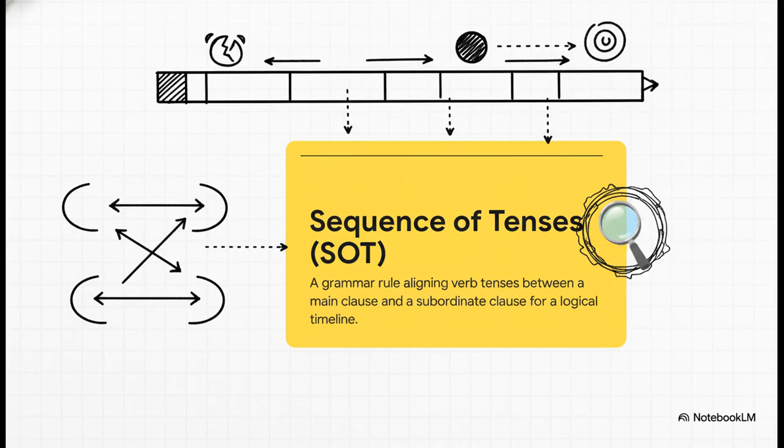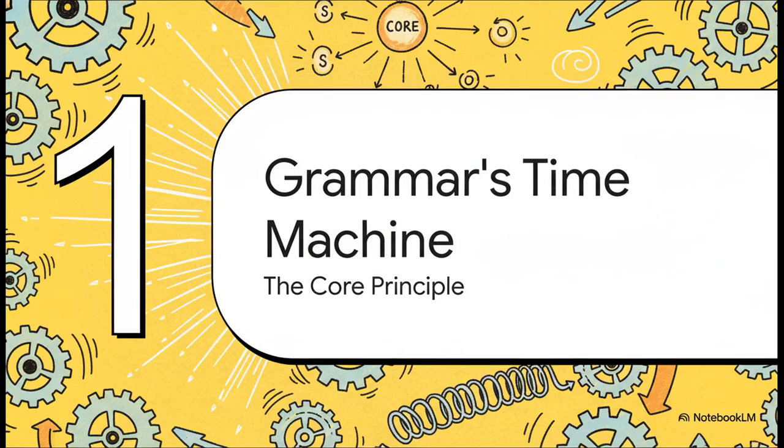So this whole system is called the sequence of tenses. And look, I know that sounds like something out of a dense grammar textbook, but don't let the name fool you. At its core, it's really just about making sure the timeline in your sentence makes sense. It's a rule that helps all the different parts of your sentence agree on when things are happening. Simple as that. Okay, so how does this time machine actually work?